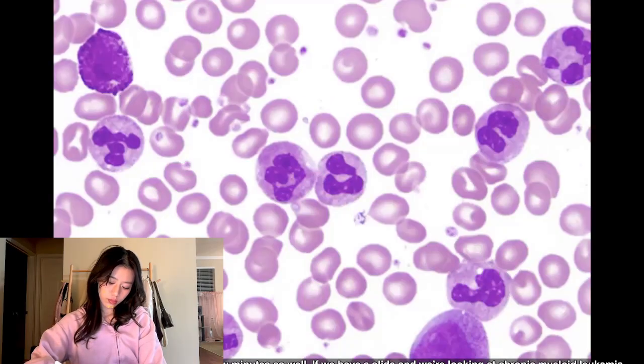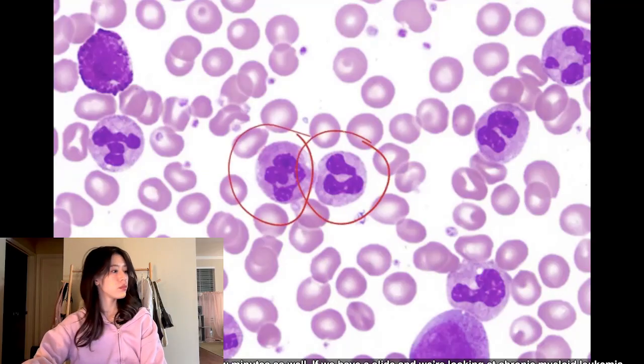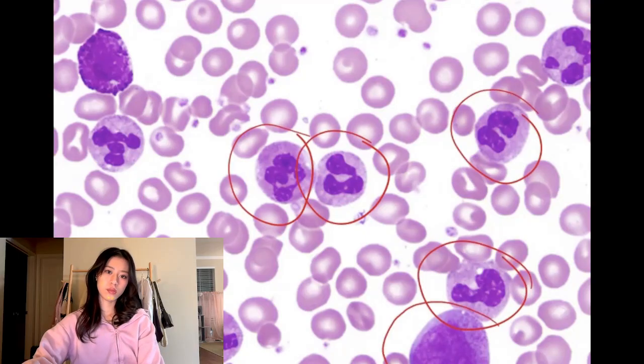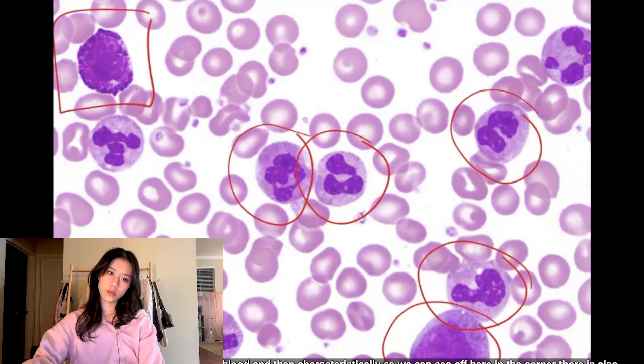If we have a slide and we're looking at chronic myeloid leukemia, what we're going to see is an increase in the granulocytes. So all of these are clearly granulocytes. And we might even see some early precursor granulocytes within the blood. And then characteristically, as we can see off here in the corner, there's also going to be an increase in basophils within the blood, or a basophilia.